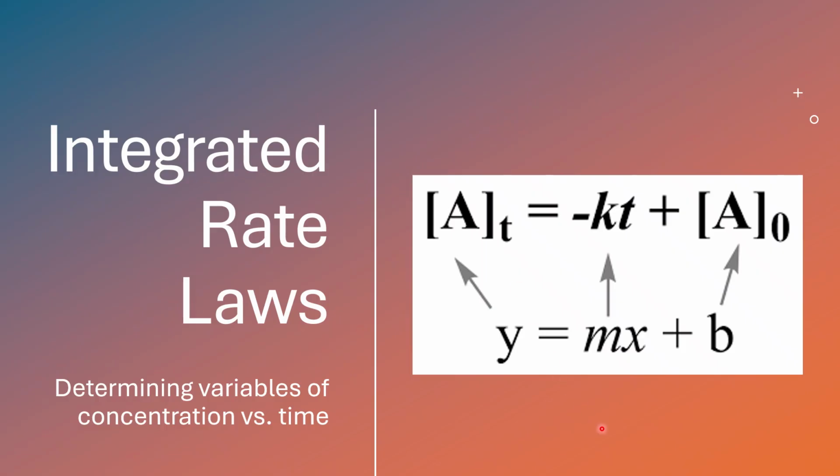It just so happens that what we see before us here is an integrated rate law for a first order reaction. And notice that it is in the form y equals mx plus b. This is very useful to us in order to explore that relationship of concentration versus time.